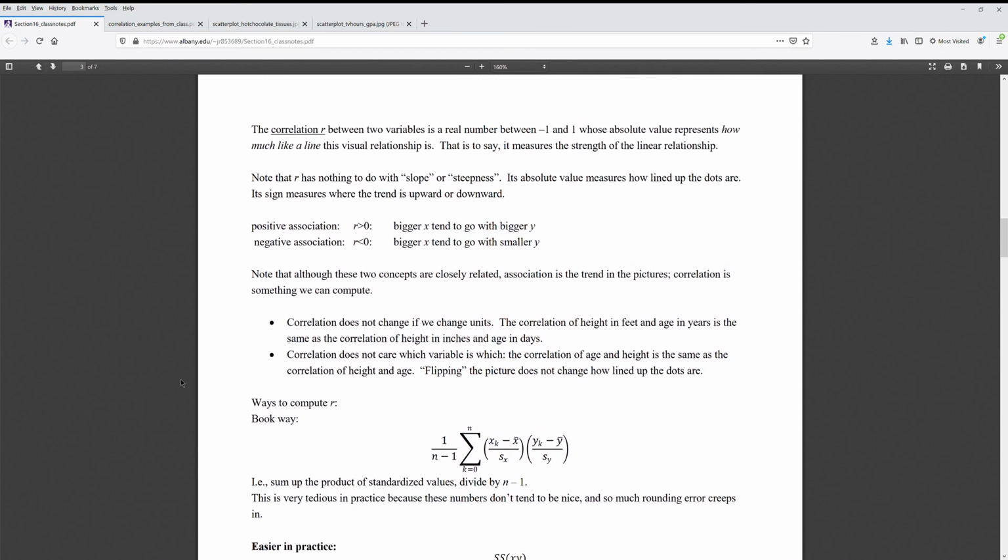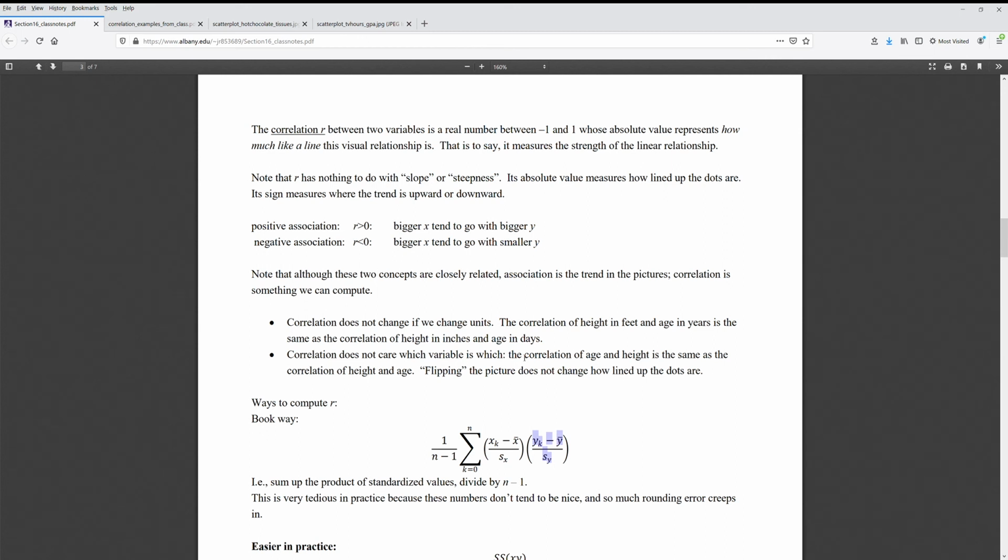Here's the book way of computing correlation. As always happens with these formulas, the one that looks easy to use is the one that's really nasty to use in practice, and the one that looks very complicated is a lot easier to use in practice. So I'm not going to dwell on the way that the book computes correlation, apart from to notice that we are standardizing the variables here. Subtracting the mean and dividing by the standard deviation, remember, is the way that you make units irrelevant, as we've talked about since section 2.